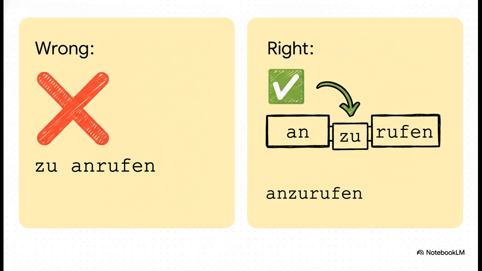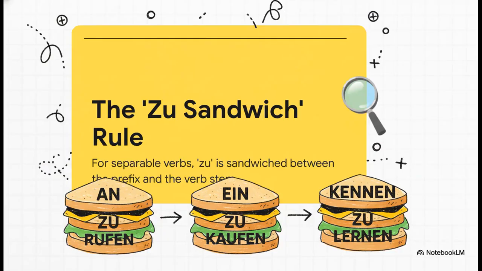The correct way, believe it or not, is to actually crack the verb open and stick the zu right inside of it. And to make this super easy to remember, we're going to call it the zu sandwich rule. It's that simple. When you have a separable prefix, you just make a sandwich. You put the zu right between the prefix and the main part of the verb. So it becomes anzurufen, einzukaufen, fernzusehen. Once you get this little trick down, you are going to sound so much more natural.